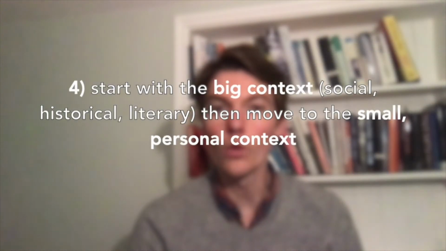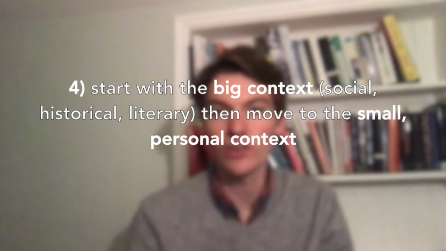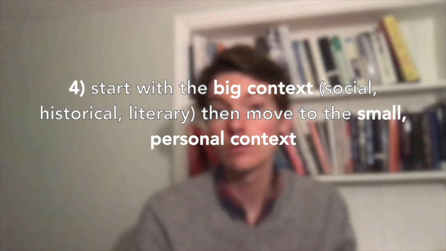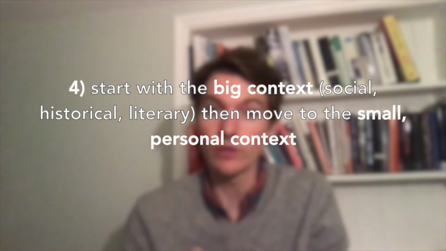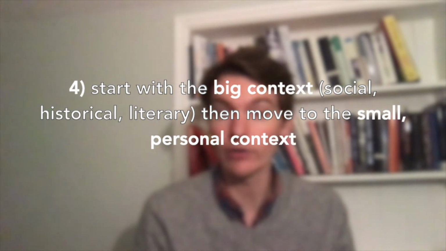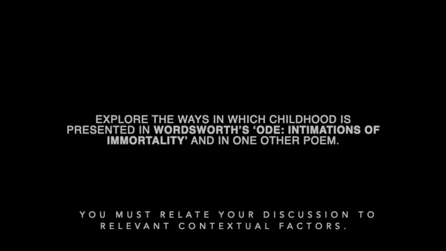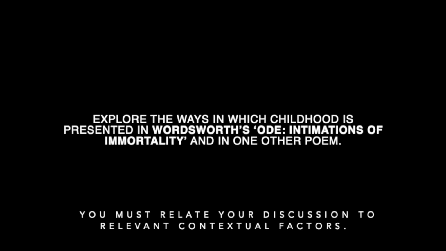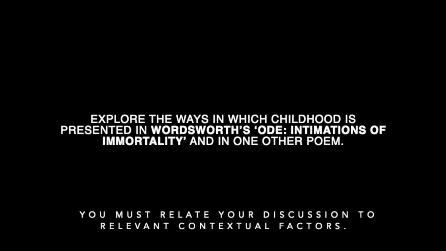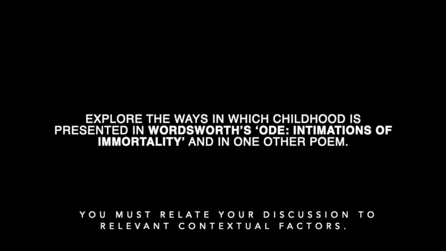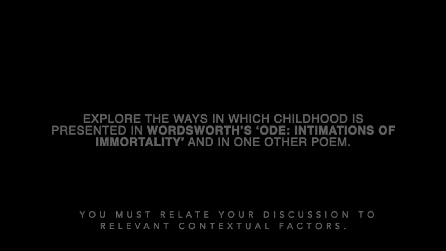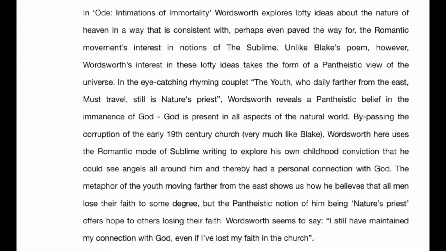Tip number 4, move from the big context to the small, personal context for each poet. That's both in your essay and in each paragraph. Here's a third example question for you. Explore the ways in which childhood is presented in Wordsworth's Ode, Intimations of Immortality, and in one other poem. And here's a really good example paragraph beginning to answer this question.